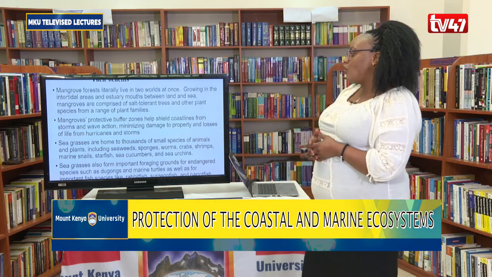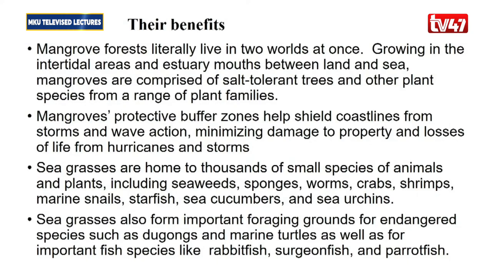So mangroves are comprised of salt-tolerant trees and other plant species from a range of plant families. Mangroves, just as I've said, are protective buffer zones which help shield coastlines from storms and wave action, minimizing damage to properties and loss of life from strong hurricanes and storms. So if these mangroves are protected, they do a lot of protection of our properties and lives from the very strong hurricanes and storms that come from the seas and oceans. When the mangrove trees are well protected and conserved, they play that key role of protecting the lands and also our properties.